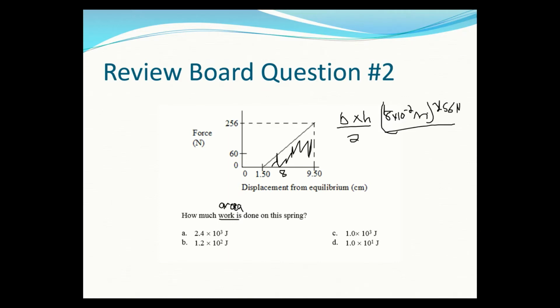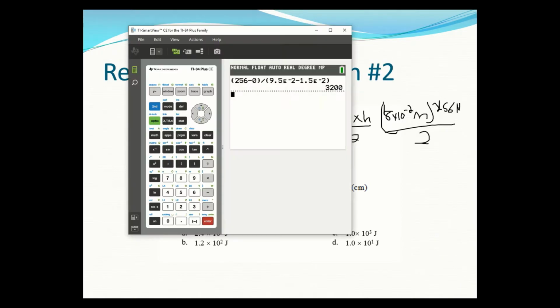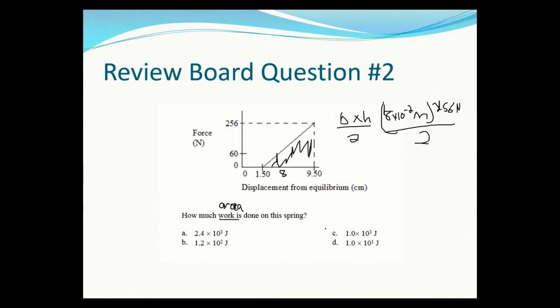It's got to be newtons and meters, and we divide it by 2 because it's a triangle. So if we do that, we go 8 times 10 to the negative 2 times 256, and we divide that by 2. We get 10.24, so it looks like D is the correct answer.